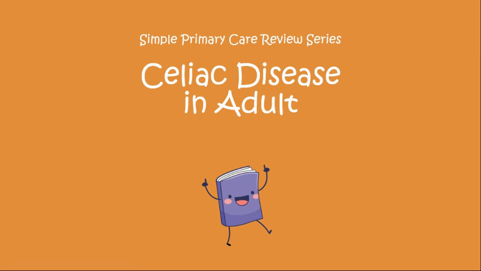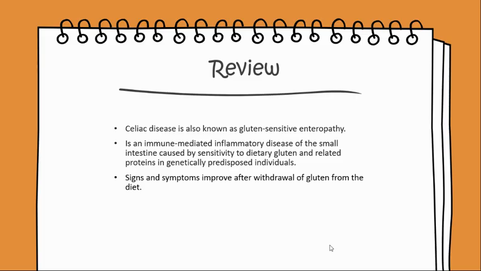So today we'll begin a simple primary care review on celiac disease in adults. Celiac disease is also known as gluten-sensitive enteropathy. It is an immune-mediated inflammatory disease of the small intestine caused by sensitivity to dietary gluten and related proteins in genetically predisposed individuals. Signs and symptoms improve after a withdrawal of gluten from the diet.